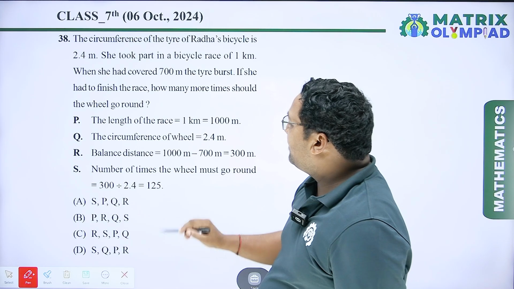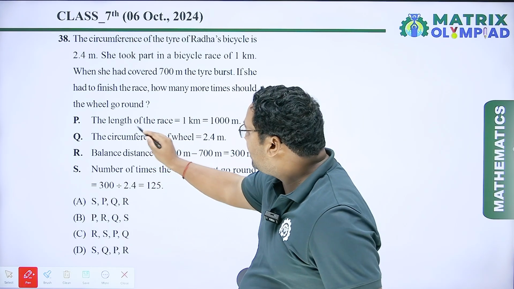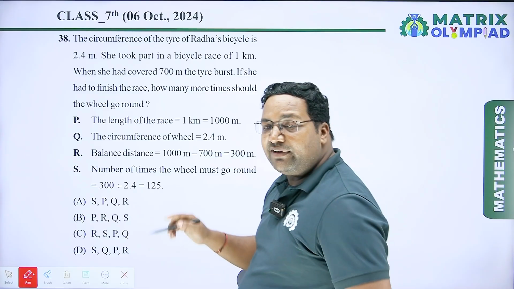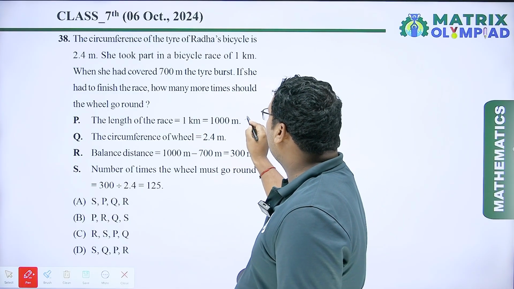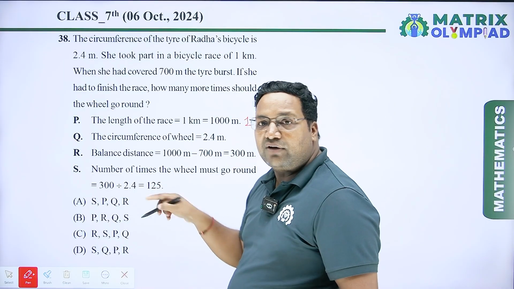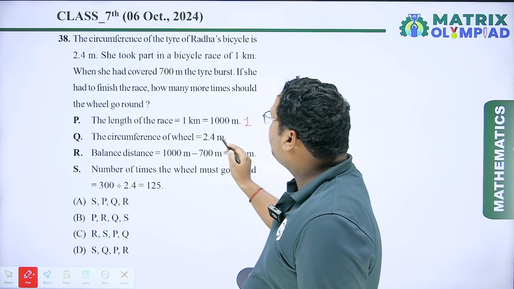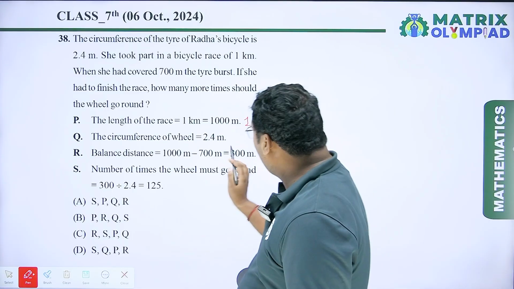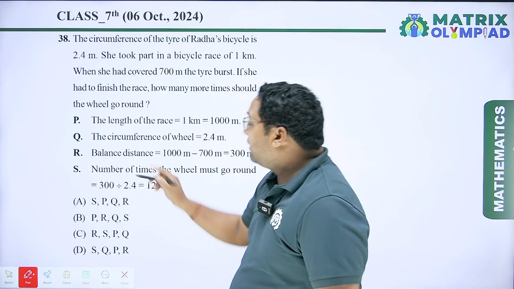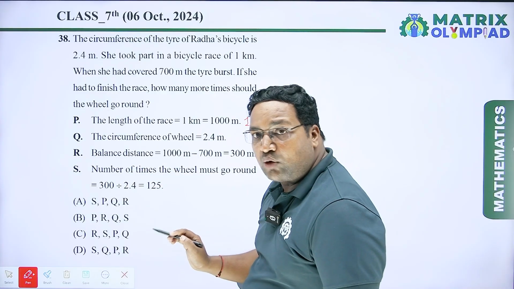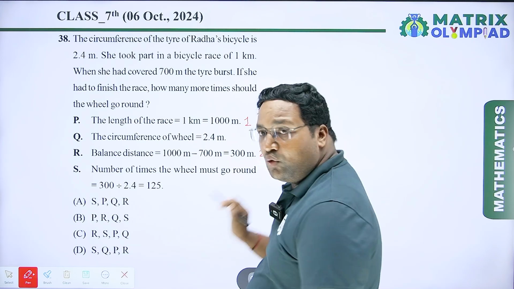So first, we have to find out the total length of the race. The total length of the race is 1 kilometer and we have to convert this 1 kilometer into meters. So I have to write 1 kilometer is equal to 1000 meters. So the total length of the race is 1000 meter. Next is the circumference of the wheel is equal to 2.4 meter. So this is not our next step. Next is the balance distance, 1000 meter minus 700 meter. So this is our step number 2.